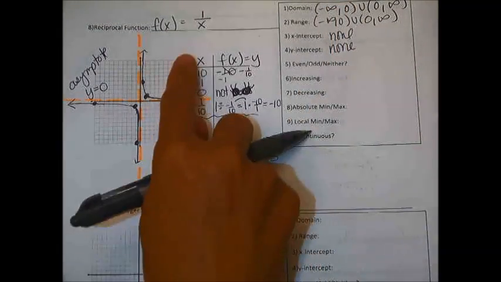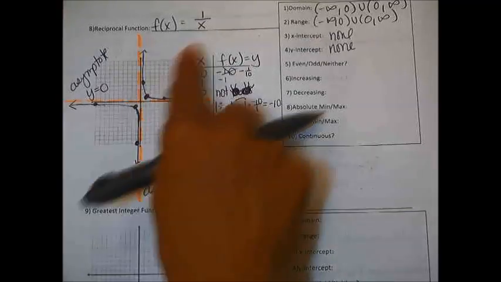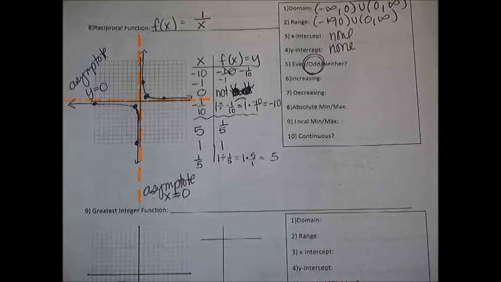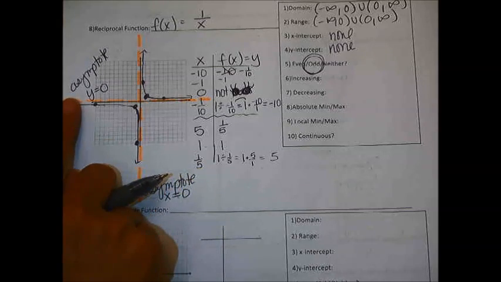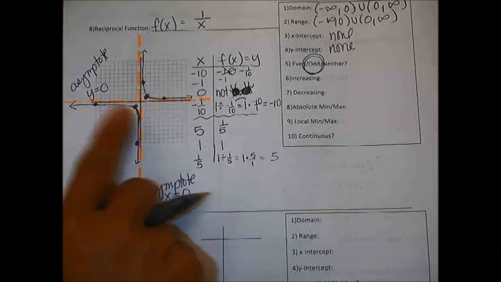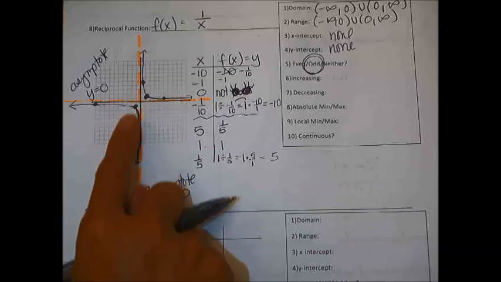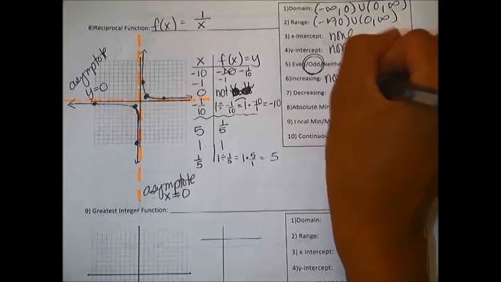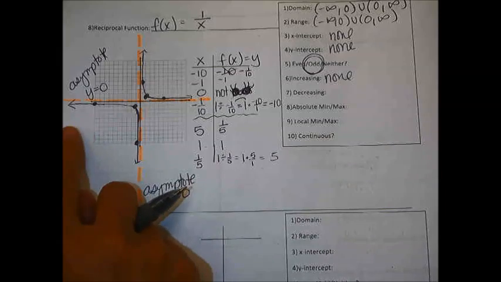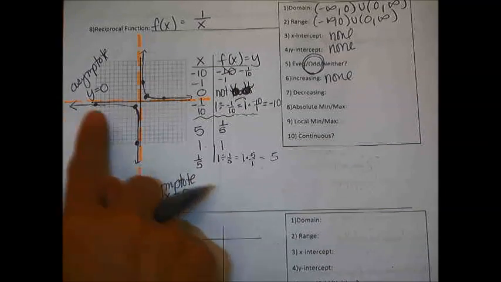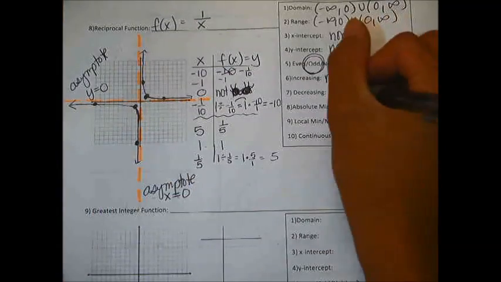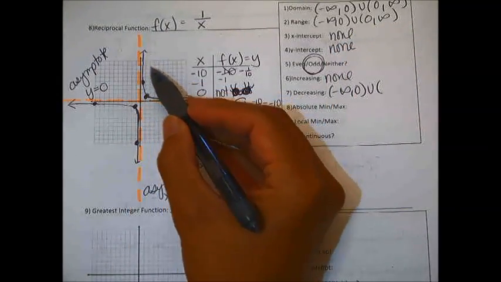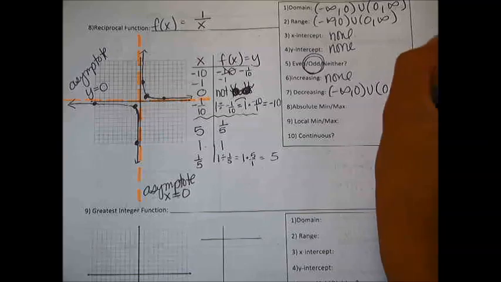Even or odd or neither? Because it is reflecting over the origin, this is an odd function. Is it increasing? So from here to here, notice how the y value is decreasing. From here to here, y value is decreasing. Here to here, y value is decreasing. So this is not increasing, it's decreasing. But it takes a little break. It's decreasing from negative infinity to 0. And then it decreases again from 0 to infinity.